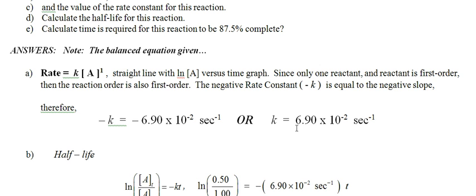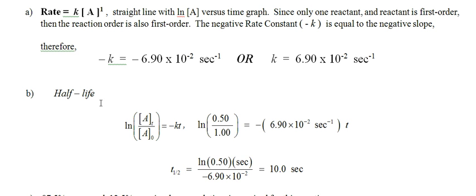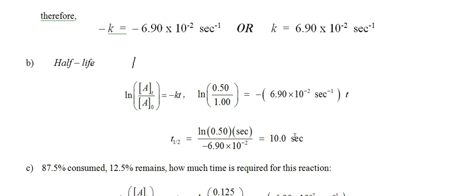Since we know what K is, notice here you can either go negative K is equal to the negative number, or K is that value there. Yes, I agree, it does have a negative slope on the graph, but also it does represent a negative K. Finding the half-life, now that we know what K is, and we know that we have half the concentration of the original amount, plug the values in and solve for t. Once we have that, we find out that we have 10 seconds.